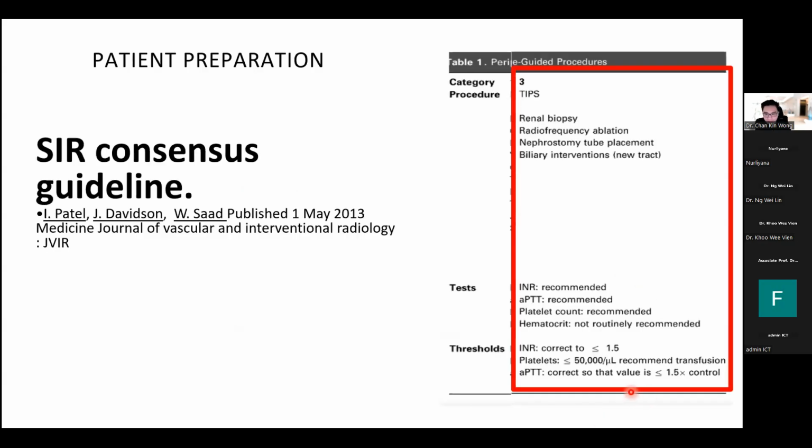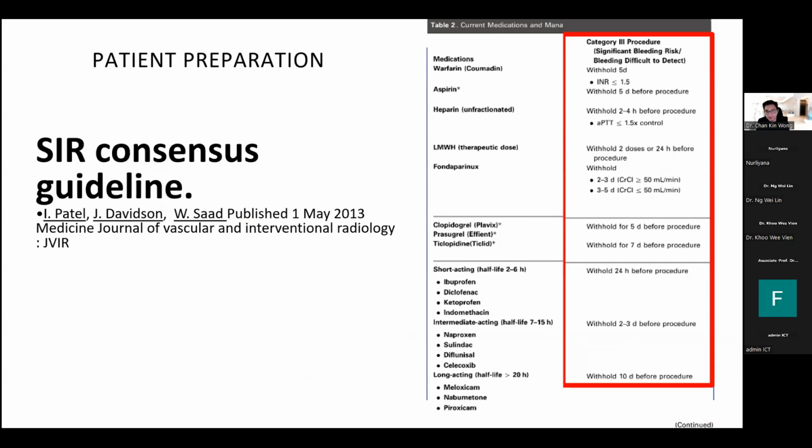So for patient preparation, according to the SIR consensus guideline, this falls under category 3, meaning high risk of bleeding. Because of that, you need to have these values. INR needs to be corrected to less than 1.5. If platelets are less than 50,000, you need to top them up. APTT needs to be less than 1.5 times control. If the patient is on blood thinners, antiplatelets, or any NSAIDs, they need to be withheld prior to the procedure for the stipulated amount of time shown in the table.